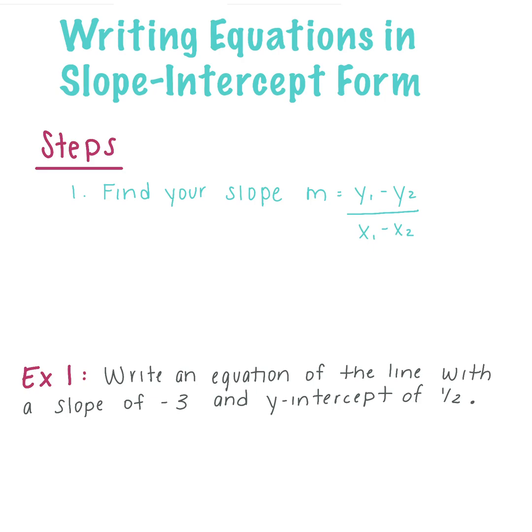After you find your slope, you want to find your y-intercept. And then the last thing we're going to do is plug in your slope and your y-intercept into your equation. So we're going to replace the m and we're going to replace the b in your equation so that they're actually numbers.